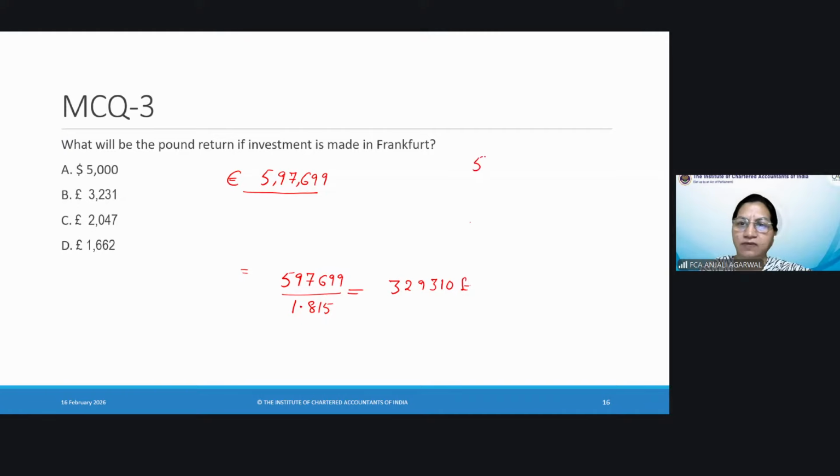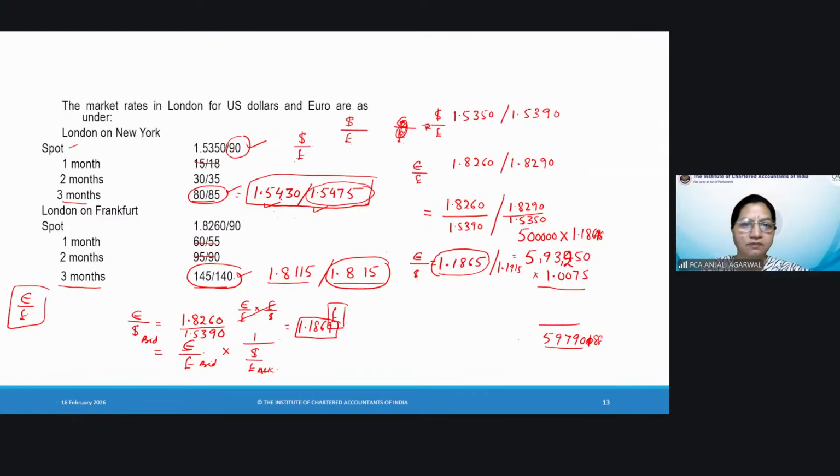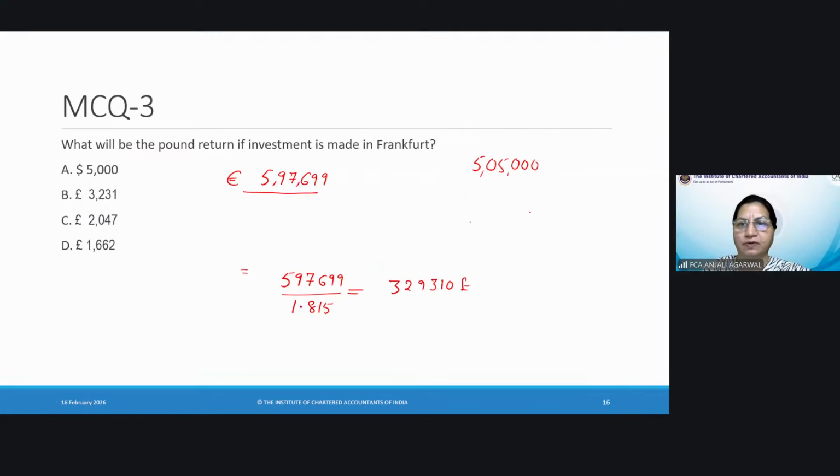And the dollars were 5,05,000. That can be again converted into pounds. How much pounds you will have to pay? So you are selling the dollars, buying pound. Again, pound ask is applicable, 1.5475. So this will be divided by 1.5475. When direct rate is available, we will use that. 326,332.79.